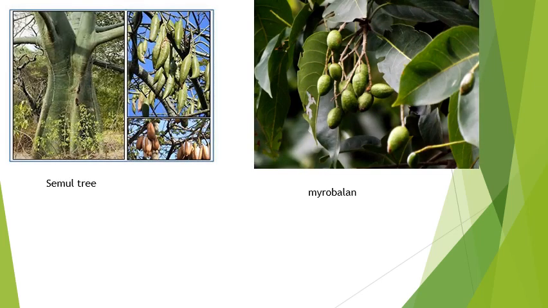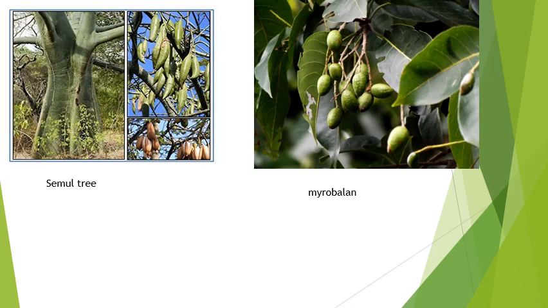So children, in this slide you can see the simul tree. You must have seen it in Lucknow also. And in this simul tree, can you see those green long pods? And when these pods fall to the ground, you must have seen cotton come out of it.